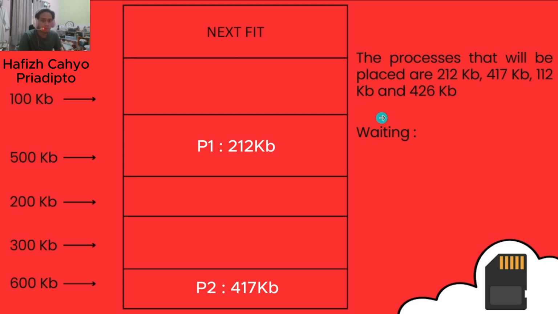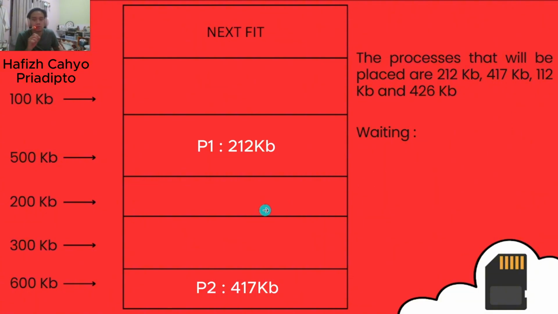Next fit. So we start again from the first. For the third process we check again, there is no fit. The second already has a process. The next one fits because it is smaller than 200 kilobyte.